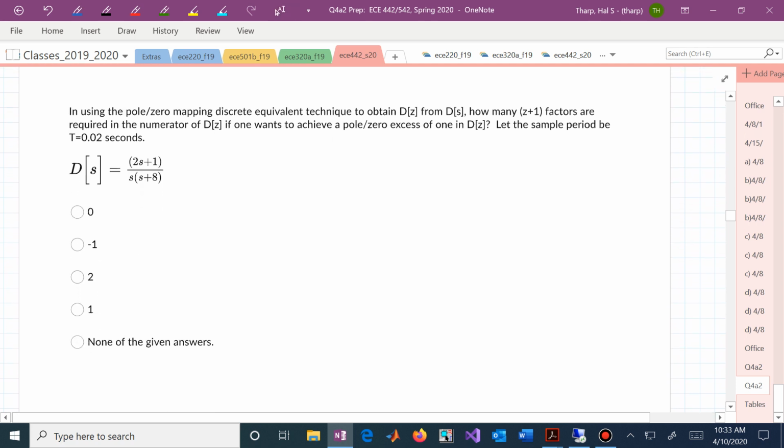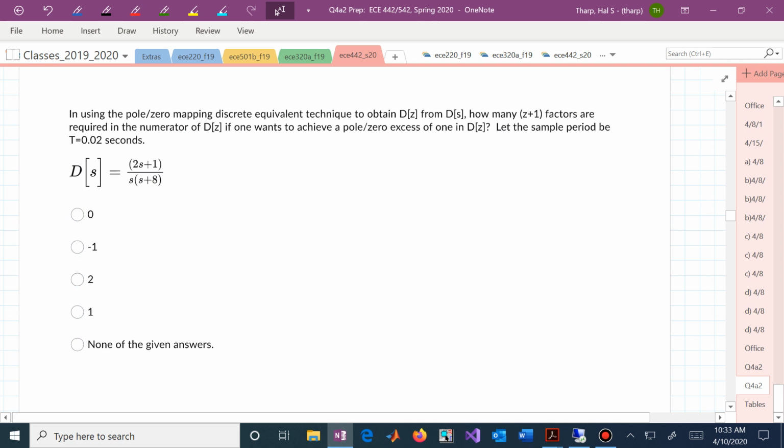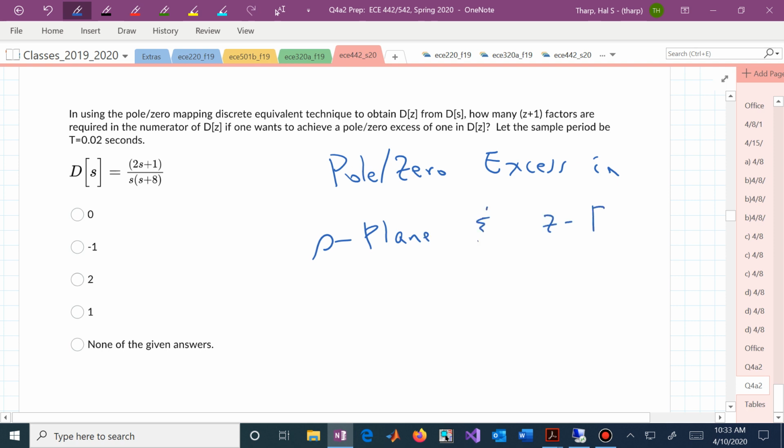Now we're back to this pole zero mapping. The transfer function is the same. Now we're playing on this, what's our pole zero excess? And remember, we have a pole zero excess in S-plane and Z-plane. We've been usually focusing on this I sub z, but in this problem I'm basically saying one wants to achieve a pole zero excess in D of z of 1.